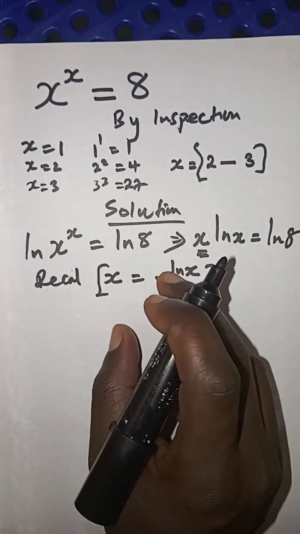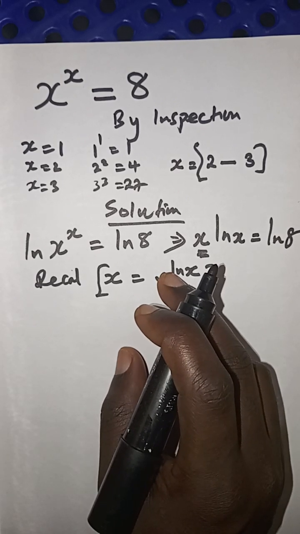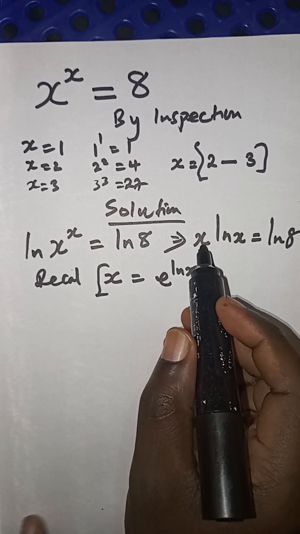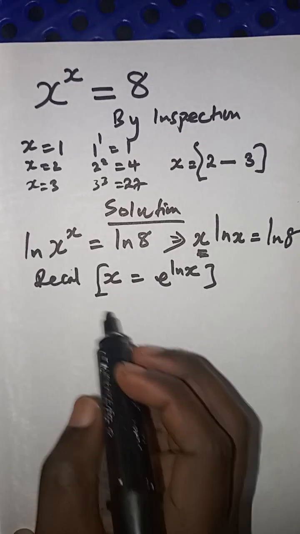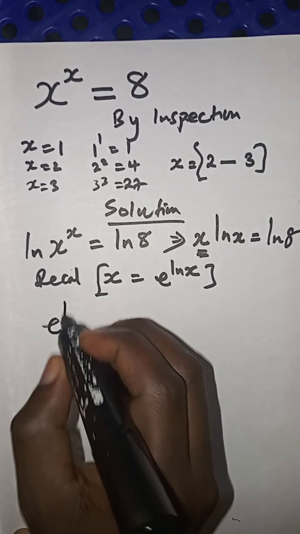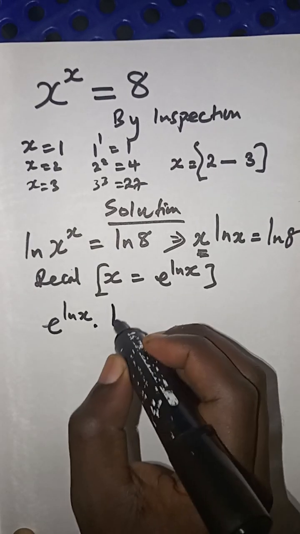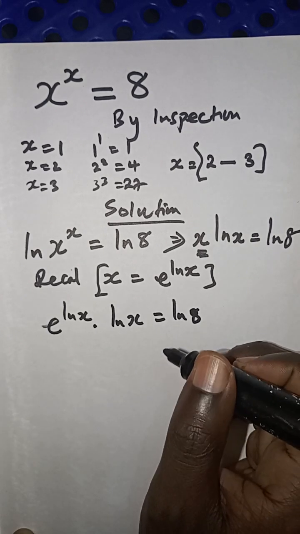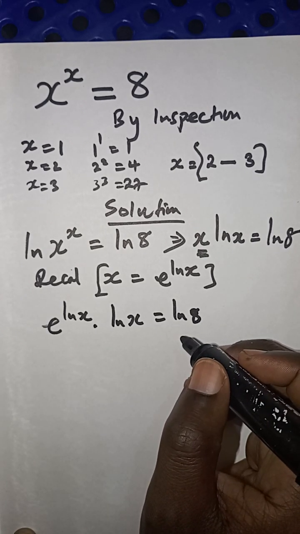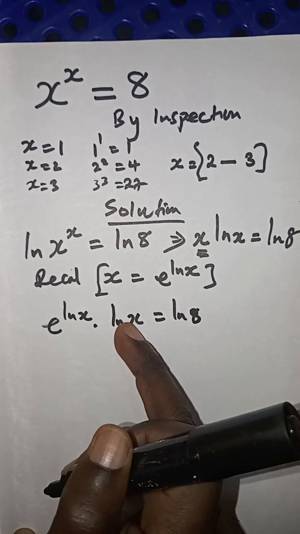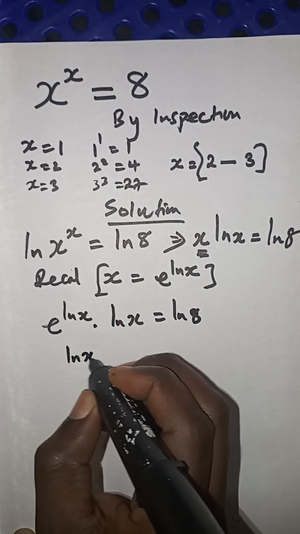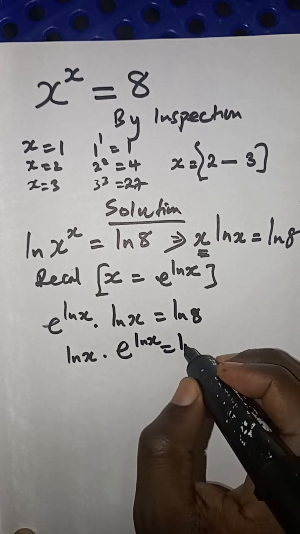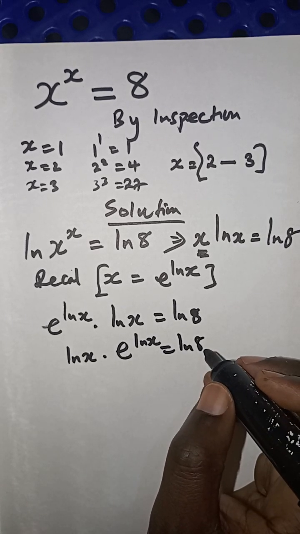because x is equal to this. When you take the exponent of a natural log, meaning I'm going to rewrite this x as this, so that I have e to the ln of x multiplied by the ln of x should now be equal to ln of 8. Next step, I'm going to write this so that I have ln of x multiplied by e to the ln of x is equal to ln of 8.